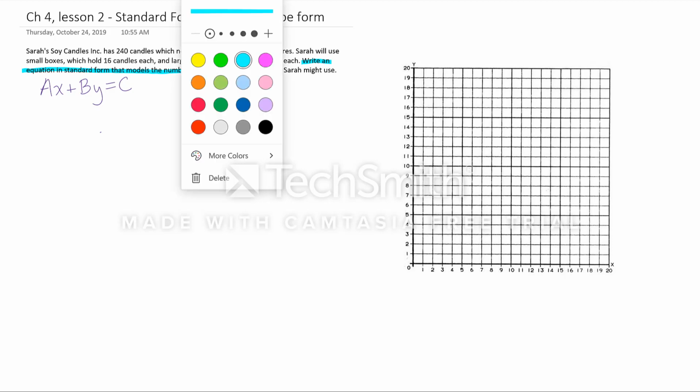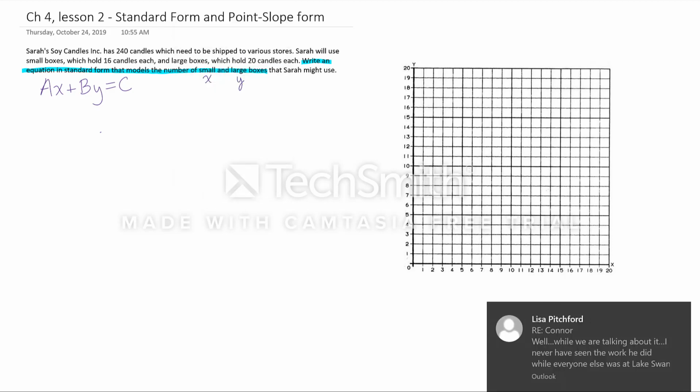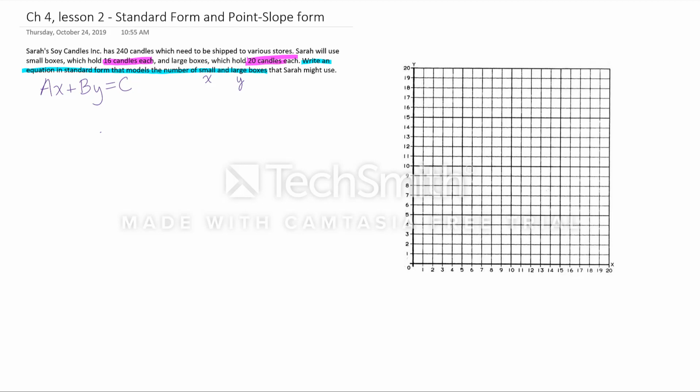Other information that we have in this problem that we're going to need to use is the fact that the small boxes hold 16 candles each and the large boxes hold 20 candles each. That's going to be the rate at which we fill each type of box. And then of course we have our constraint of 240 total candles.